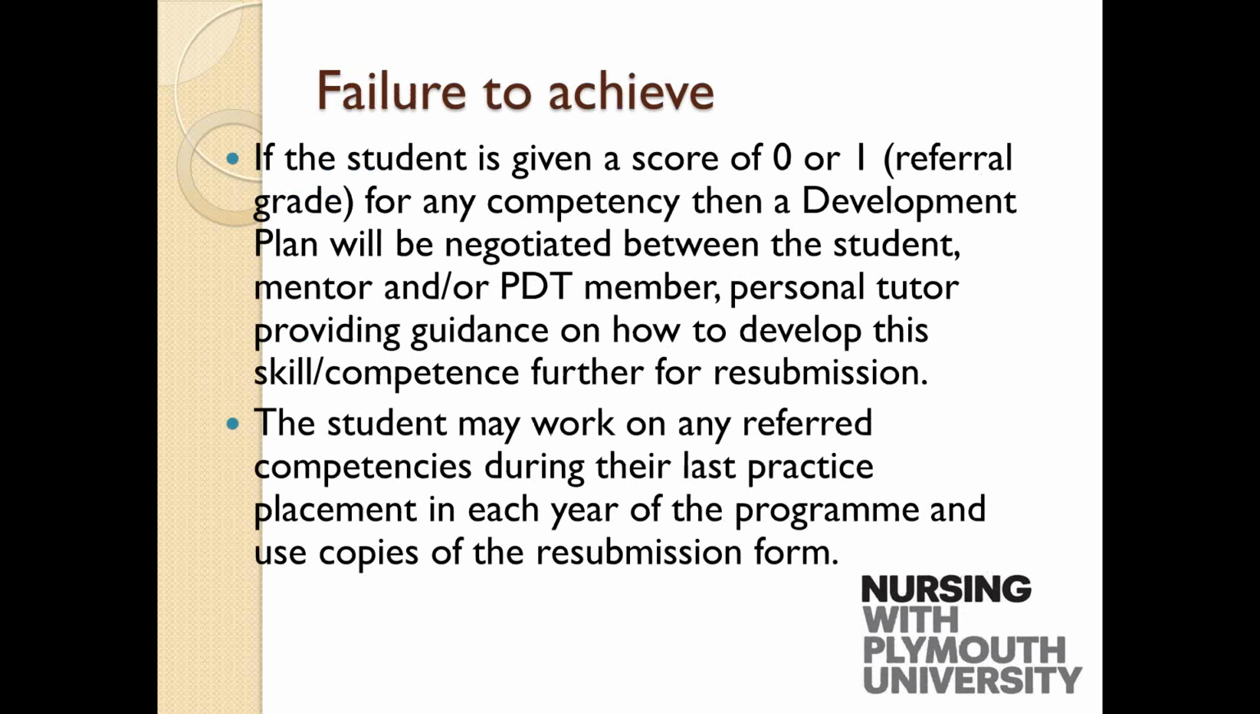For those students who fail to achieve, so if the score given is a 0 or a 1 for any competency, then a development plan will be negotiated between the student, the mentor, and preferably either the placement development team member or the personal tutor, to provide the student with guidance on how to develop this skill and competence further for resubmission. During the remainder of the practice placement, the student can work on these referred competencies and in later practice placements. However, resubmission is not done until after the award assessment board of the programme year.